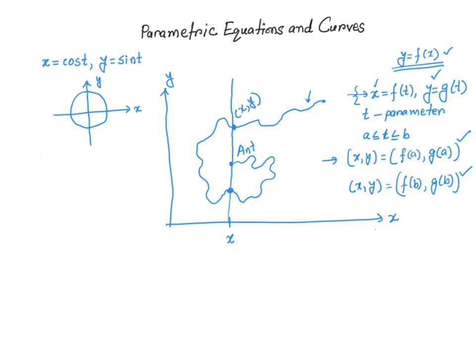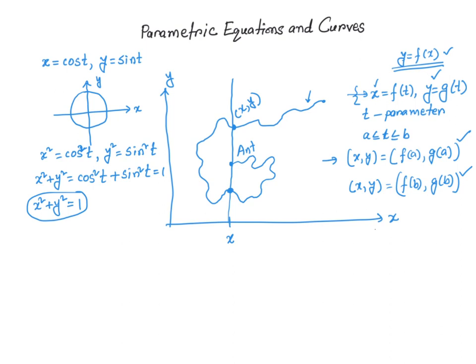If you square x, x square is equal to cosine square of t, right? If you square y, you're going to get y square is equal to sine square of t. Now, if you add these two equations, you're going to get x square plus y square is equal to cosine square of t plus sine square of t, which is nothing but 1. So x square plus y square is equal to 1. This is something you already know. You have seen it before. This represents the unit circle, right?